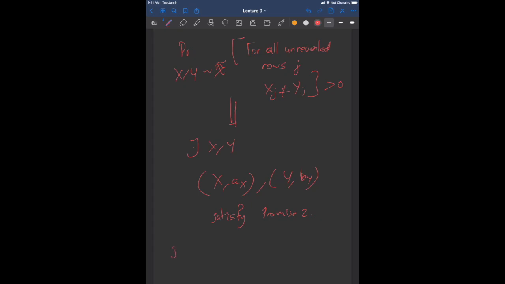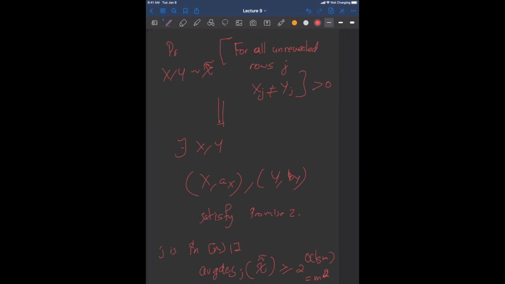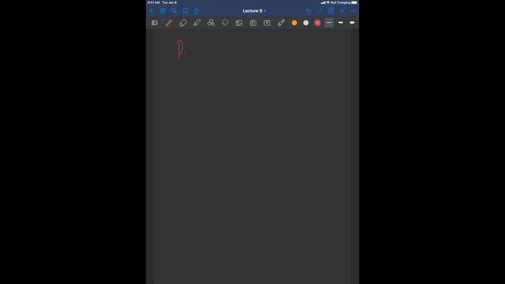So we'll start with one row. Let's say j is an unrevealed row, j is in M minus I. We know that the average degree_j of this X tilde tilde is at least 2 to the order log m, right? So what is 2 to the order log m? It's 2 to the c log m. This is something like m to the c. Okay, so let's put c to be m square. So this says that the average degree_j of X tilde tilde is at least m square for every unrevealed row j. Now I want to understand this probability.